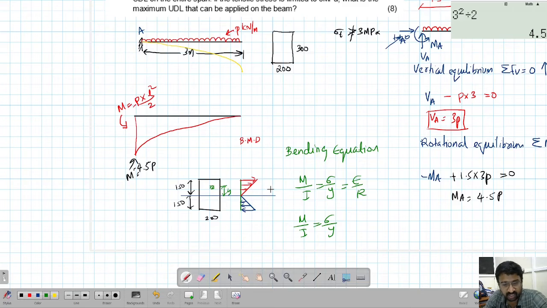Again, one convention is don't think about the sign of y. It's okay. If you understand which is tensile and which is compression, you don't have to worry about the sign convention or direction of y. Now, this is the maximum tensile stress.